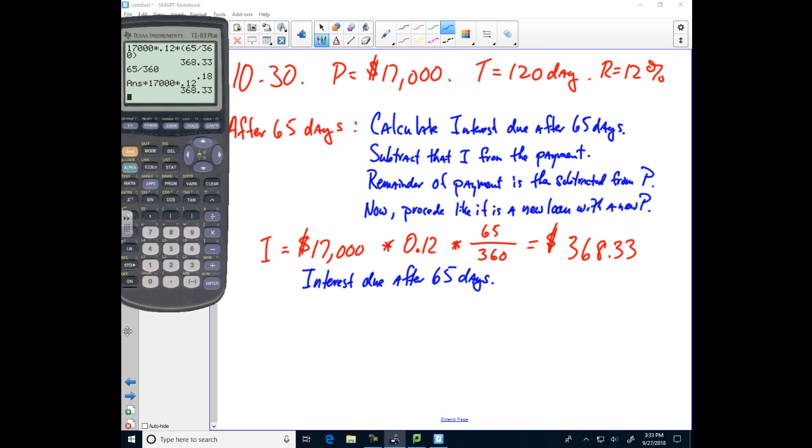Now here's what we're going to do next. The amount that goes toward principal is going to be, how much did he pay? $2,000 minus the $368.33.